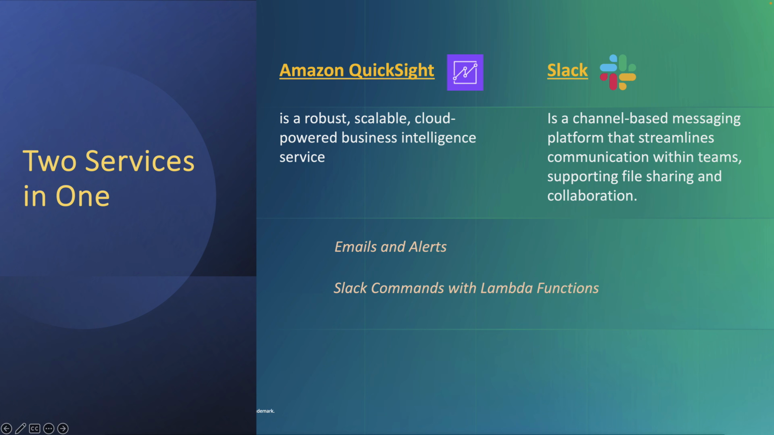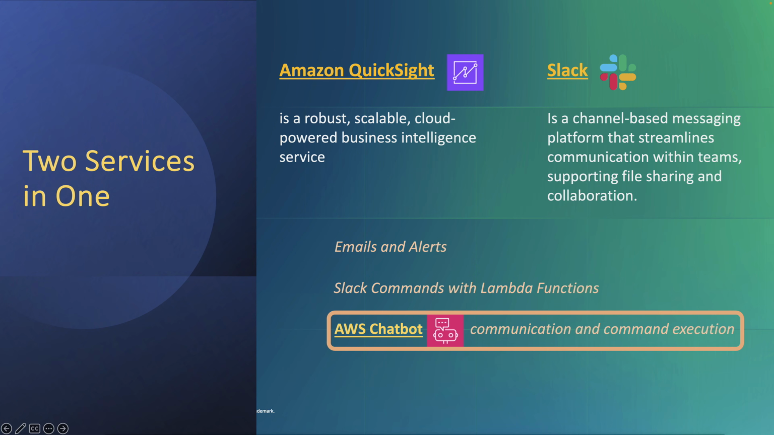Trigger Lambda functions, executing customized QuickSight actions within your Slack channel via Slack commands. And AWS Chatbot. It operates as a ChatOps tool within AWS, enabling communication and command execution through chat clients. It supports notifications from AWS services, optimizing monitoring and problem-solving processes. This tutorial will focus on the integration using AWS Chatbot.